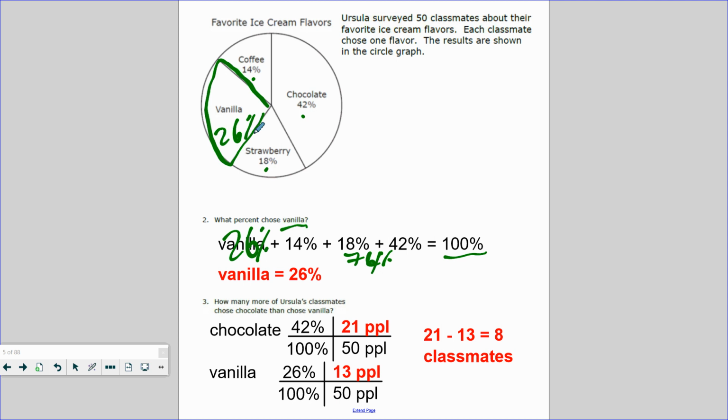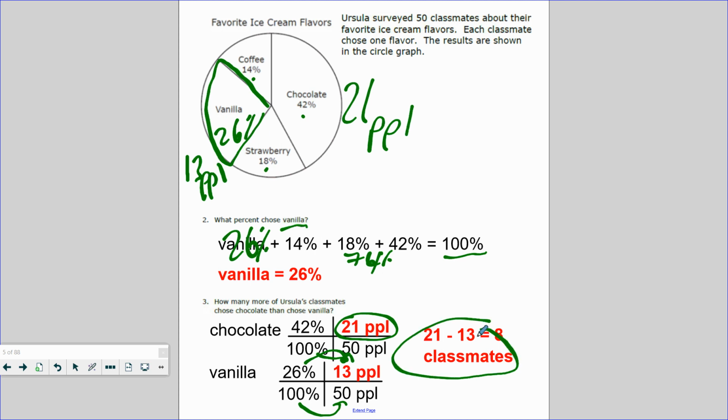So how many more of Ursula's classmates chose chocolate than vanilla? Chocolate was preferred by 42% out of 100%. How do you break it down to 50 people? Divide by 2, so 21 people like chocolate. Vanilla is 26% out of 100. How do you break it down to 50 people? Divide by 2. So 13 people chose vanilla. So the question is, how many more classmates chose chocolate than vanilla? 21 minus 13 is 8 classmates. That's one way to solve it.